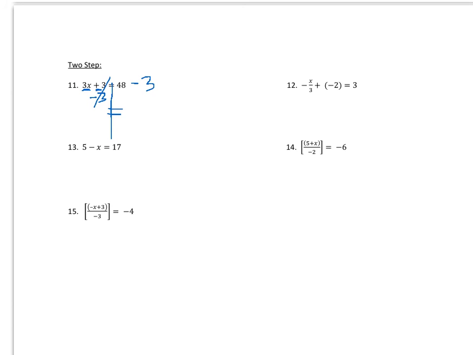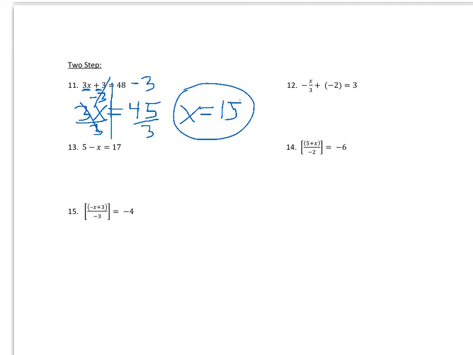Okay, the right side, 48 minus 3 is 45. The left side's 3x. And then since I'm multiplying 3 and x, that means I do the opposite. I divide by 3. And 3 goes into 45 15 times. So that's my answer there.